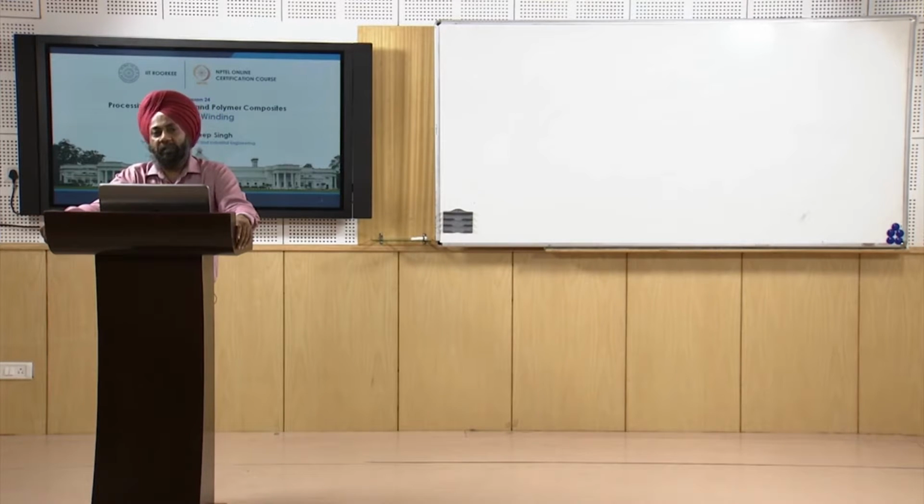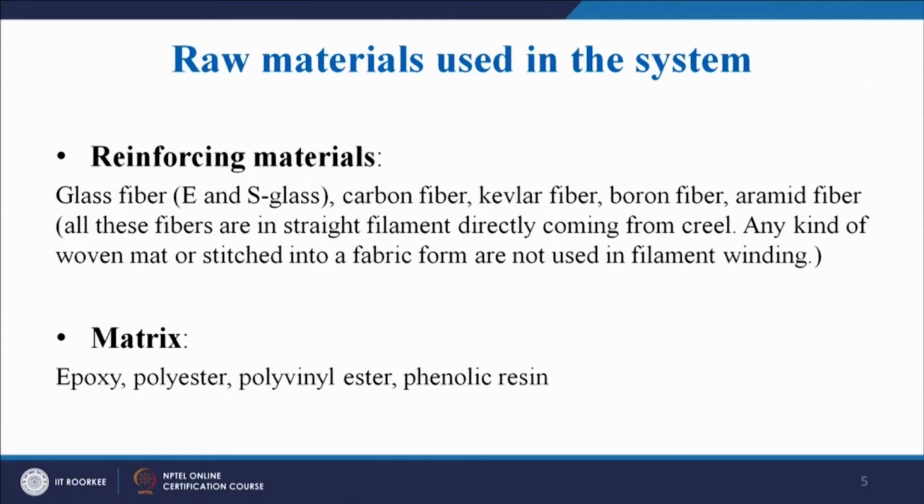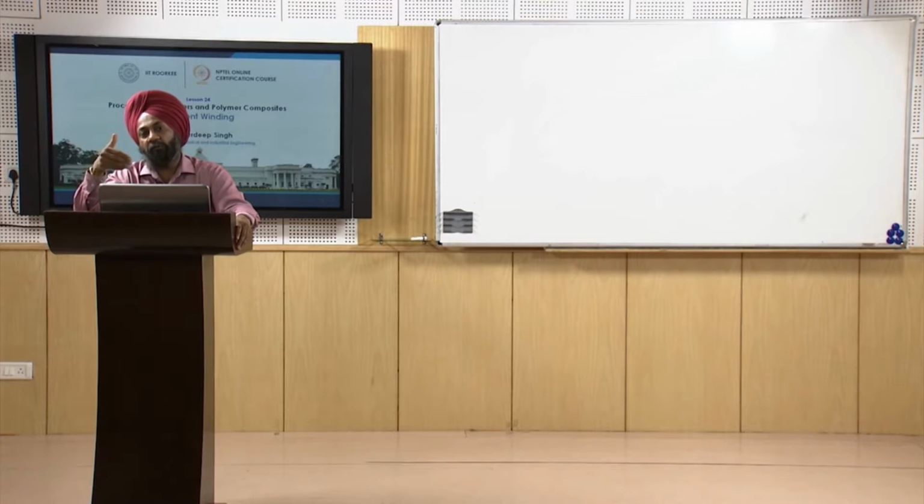The woven mat and chopped strand mats etc. are not used, but we can modify the process and we can try to use a similar process for the continuous fibers or the woven mat also. The matrix is epoxy, polyester, polyvinyl ester, phenolic resin. As already explained, this process is most suitable for thermosetting type of polymer. So the raw materials that are going into the process are synthetic fibers in the filament or the fiber form, the creel form, and we are not going to use the woven mat form in case of filament winding process.